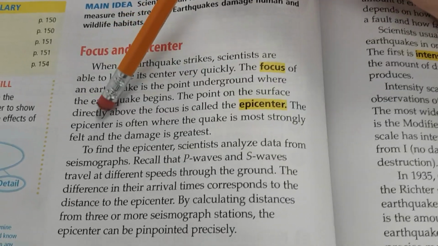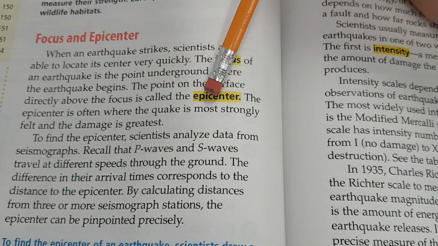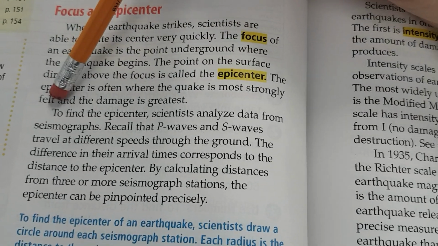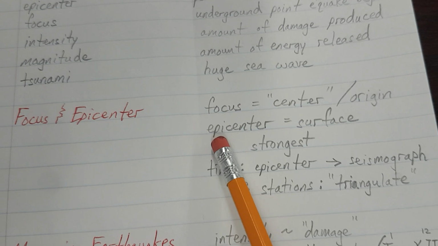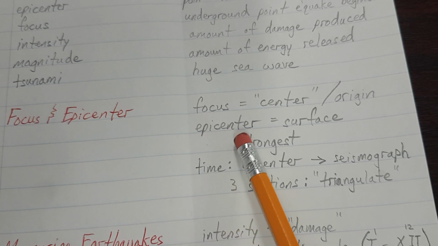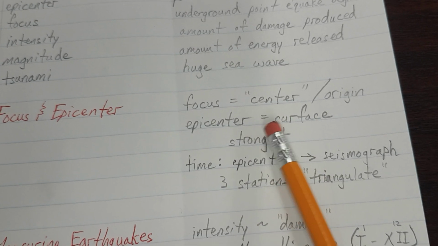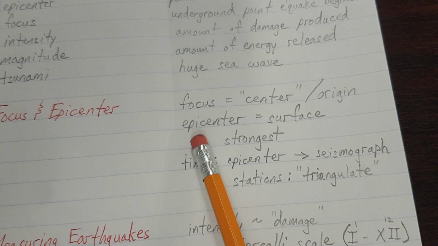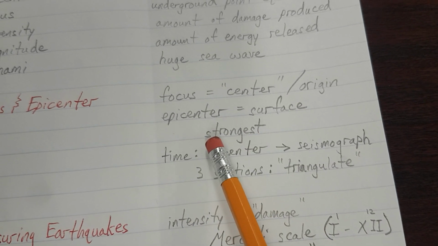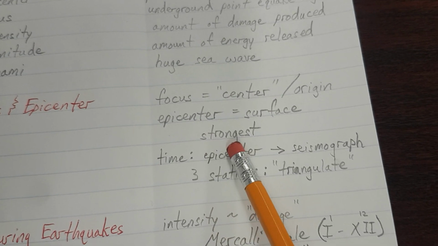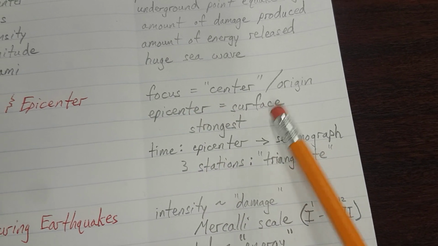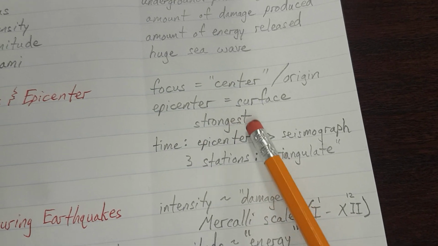The point on the surface, directly above the focus, is called the epicenter. The epicenter is often where the quake is most strongly felt and the damage is greatest. Epicenter, E-P-I-C-E-N-T-E-R, equals surface, S-U-R-F-A-C-E. Indent, strongest, S-T-R-O-N-G-E-S-T. The epicenter is the point on the surface above the focus, and it is where it's going to be felt the strongest.